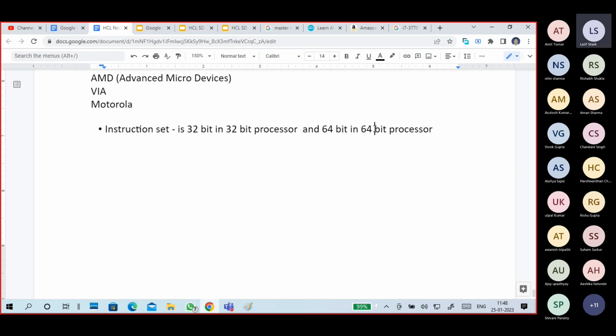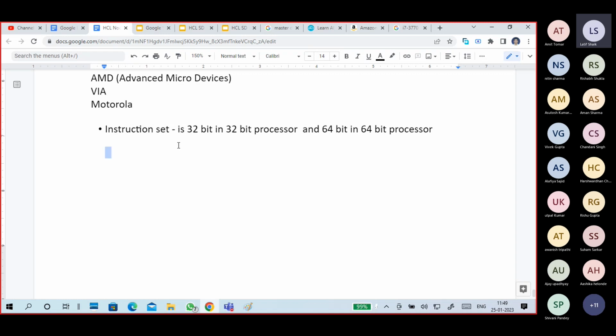Okay. What is instruction size? Any instructions or data, it is in the form of binary code only. So the length of the instruction is 32-bit, so that it will be understood by a 32-bit processor. For a 64-bit processor, the instruction length is 64. Data length is also 64. Then only a 64-bit processor understands.